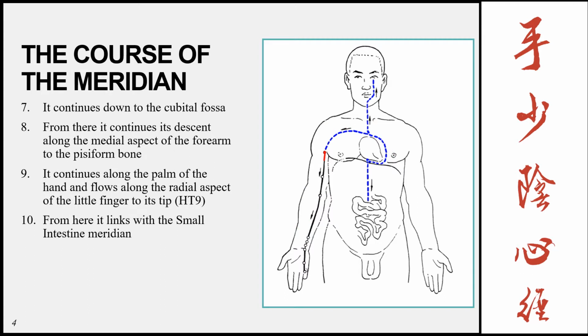Then from the upper arm, it continues down to the cubital fossa over here, and then continues descending until the pisiform bone, which is over here. And from the pisiform bone, it runs along the palm of the hand, and then runs up the radial aspect of the little finger to its tip, which is heart 9. So it's running on this portion of the little finger. And then from here, it connects to the small intestine meridian.